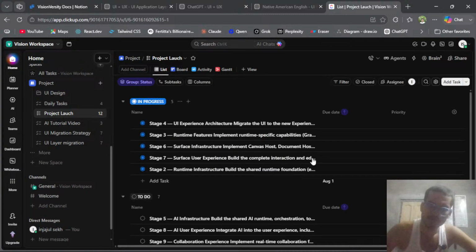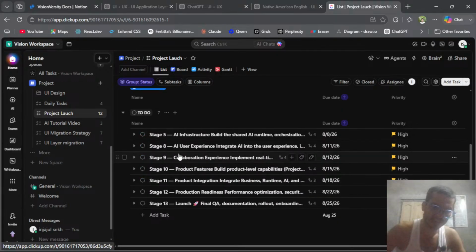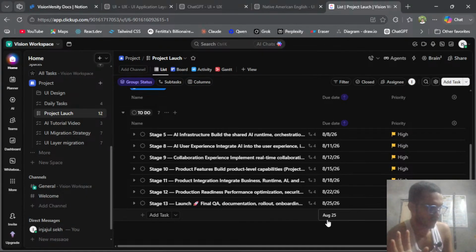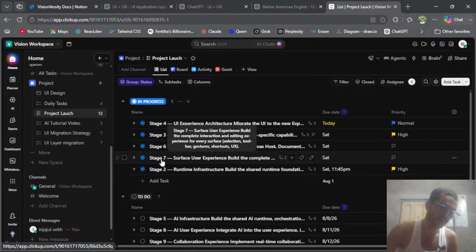So if you look, now I'm working on this stage. I have AI infrastructure. If you look at August 25, I have the deadline, and I'm not sure I could launch it or not, but let's see. So this way, guys, I organize my stuff.